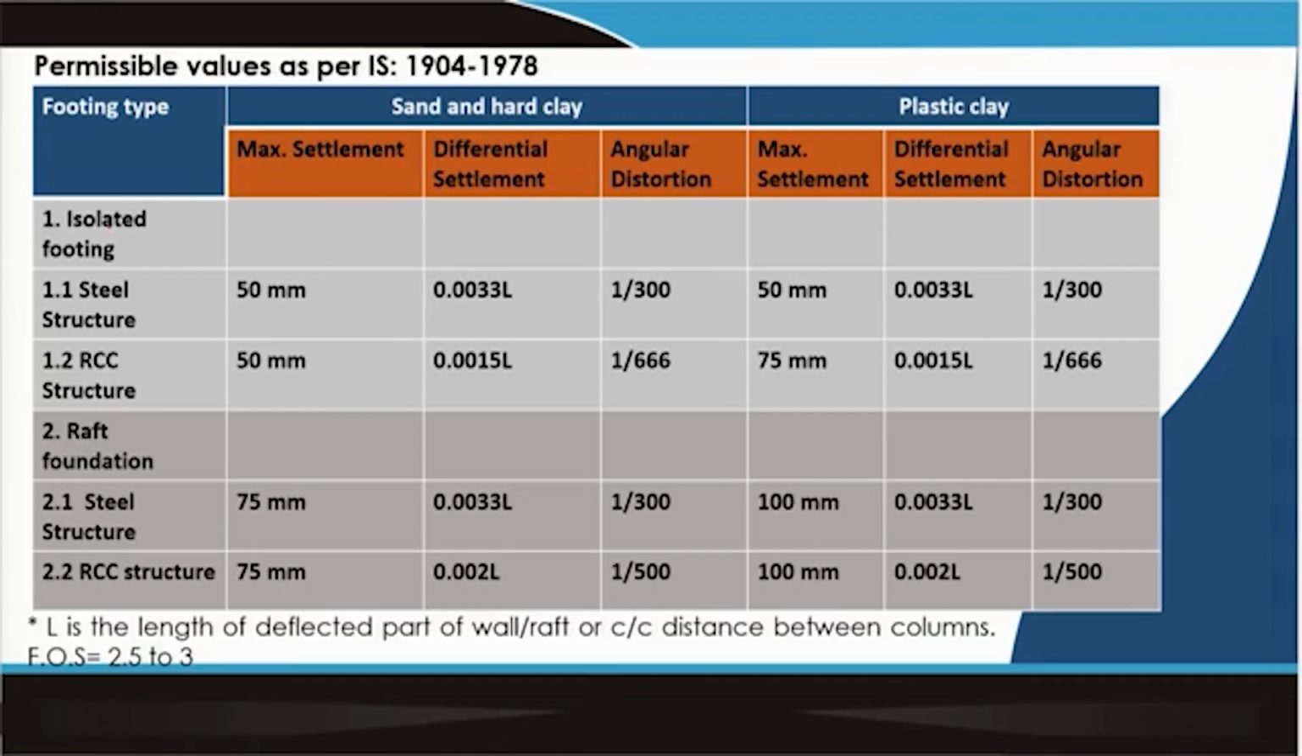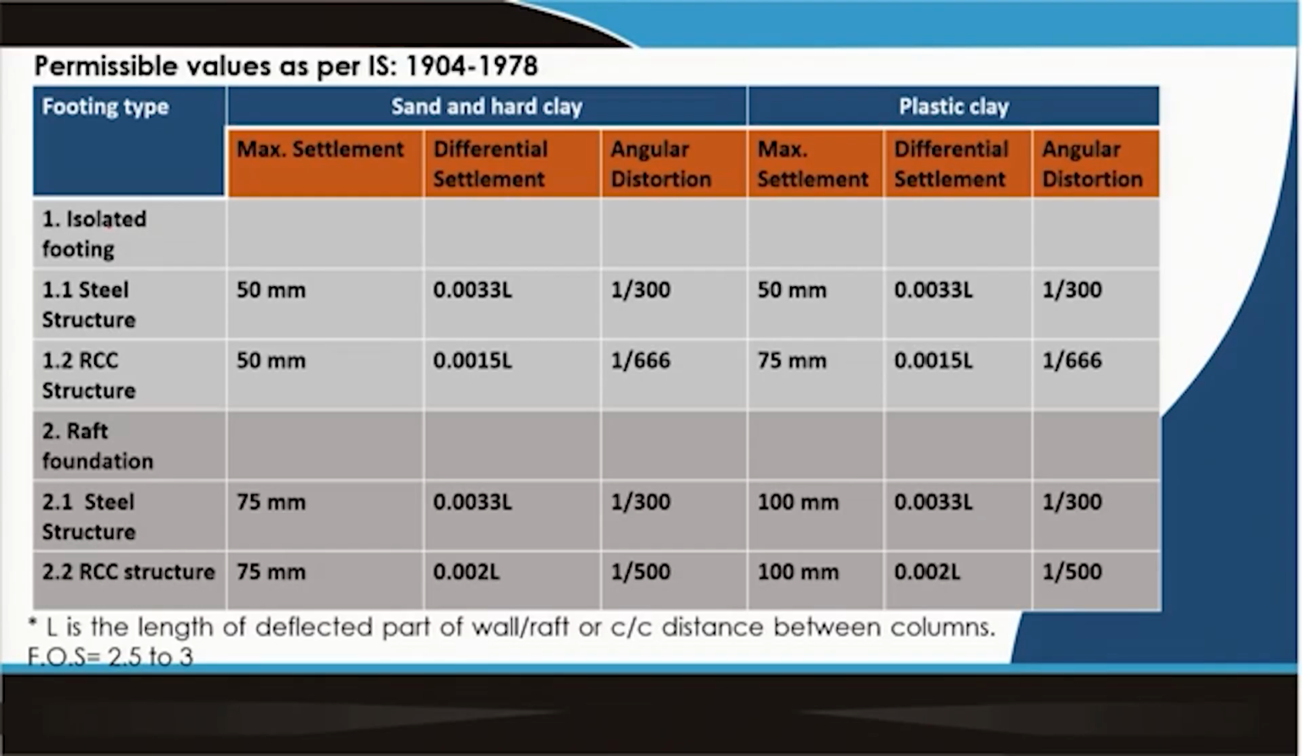So, as I mentioned, there are three types of displacement checks we have to do, as I have also discussed in my previous lecture: the maximum settlement, the differential settlement and the distortion, and the difference between the differential settlement and angular distortion. In differential settlement, two particular footings will deform by different amounts, and in angular distortion the total structure will deform in such a way that it will tilt.